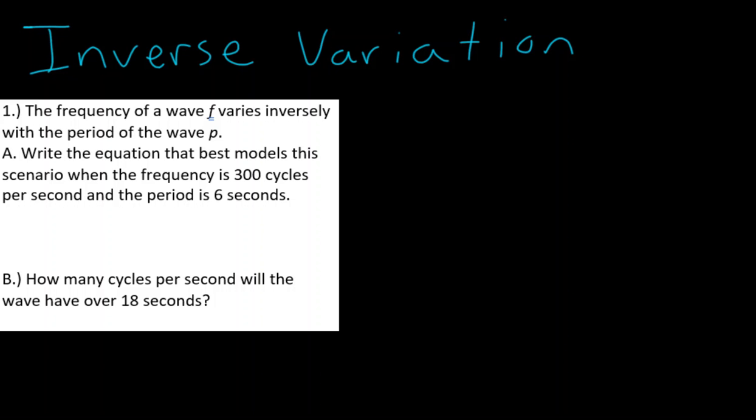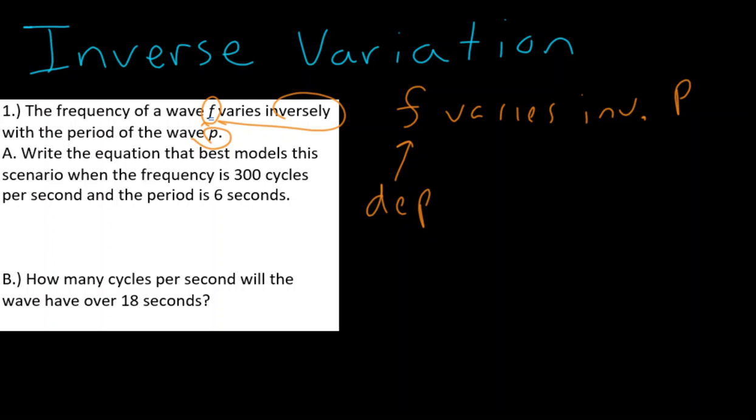So the first thing we want to talk about is just the phrase that you're going to encounter. It says the frequency of a wave f, so they're going to give you the variable, that's very nice, varies inversely with the period of the wave p. So let's just go ahead and write this. Let's write f varies inversely, kind of abbreviate that, with p. All right, well, the first letter that you encounter will always be your dependent variable. And the second letter, or the second variable you encounter, will always be your independent variable.